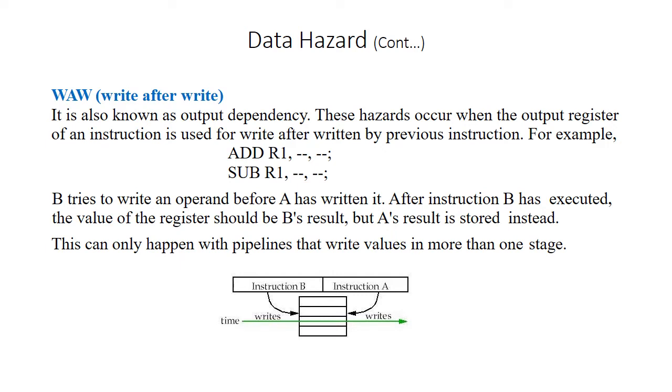If you follow the figure, here B tries to write an operand before A has written it. So here B will write first and then A will write. After instruction B has executed, the value of the register should be B's result, but A's result is stored instead. This only happens with pipelines that write values in more than one stage.